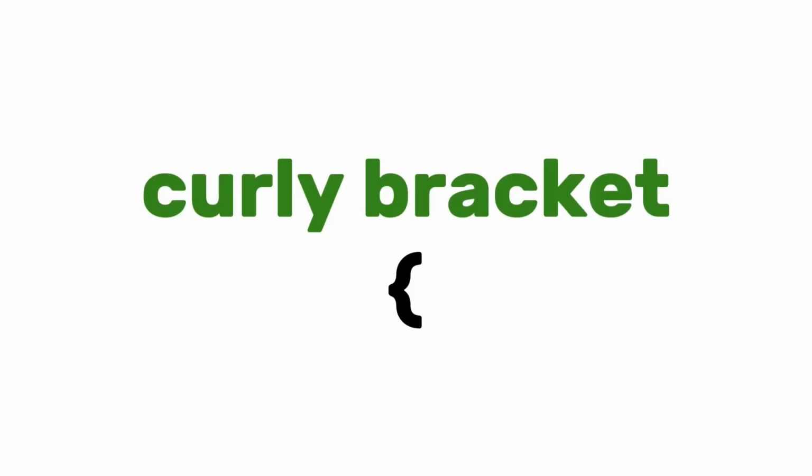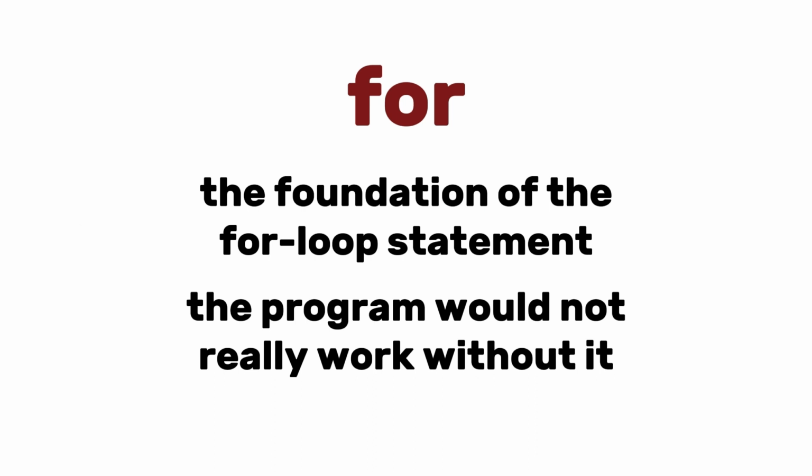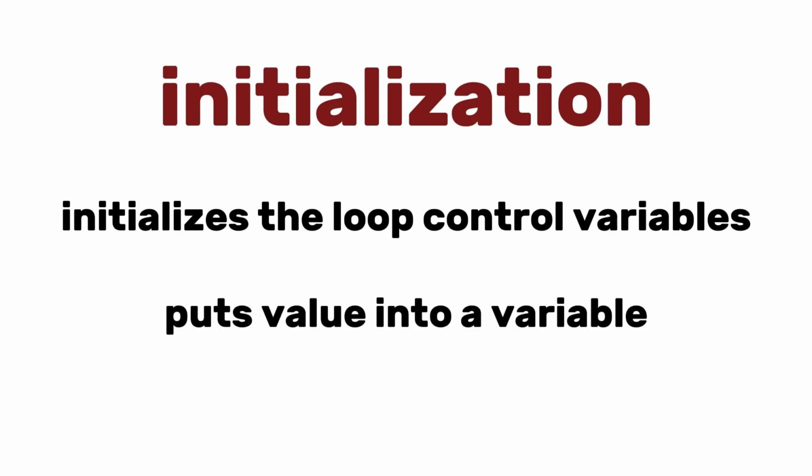Here we use a for loop statement with the syntax for, curly bracket, and the code to be executed. Let's dig deep into the details. The for is the foundation of the for loop statement. The program would not really work without it. Initialization simply initializes the loop control variables as seen in our previous programming for dummies lessons. It puts value onto a variable.